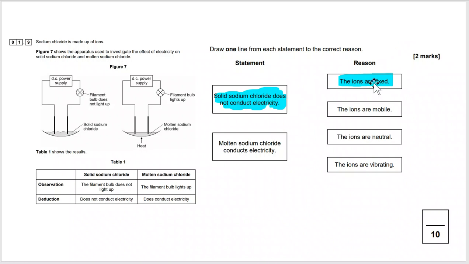The ions cannot flow. The ions cannot carry charge through the structure. Whereas molten sodium chloride does conduct electricity because the ions are mobile. The ions can carry charge through the structure. And that takes us to the end of that question.